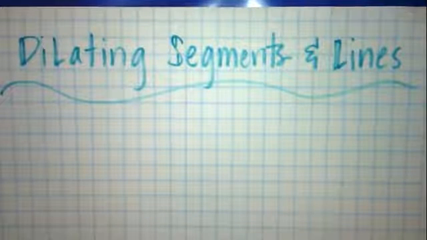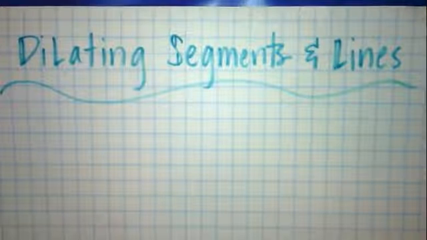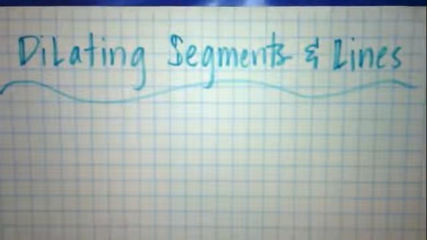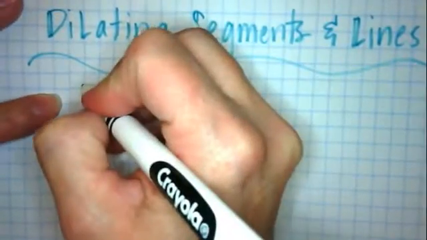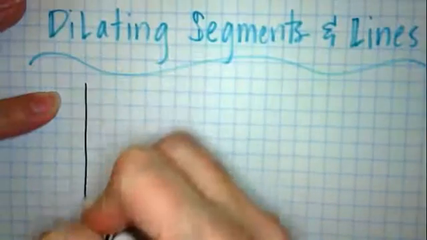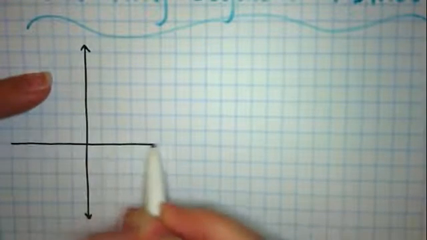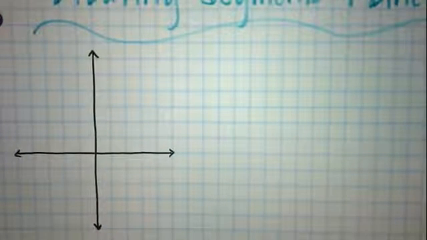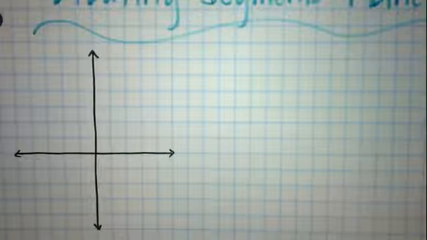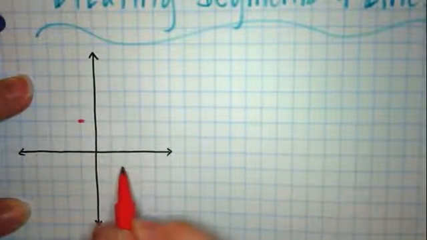Hi everybody, we are going to work on dilating segments and lines today, and just a few things to make sure you understand about dilating a segment. I have graph paper, so it makes my whole dilating a lot easier. But I'm just going to sketch a coordinate plane here, and let's say that we are going to dilate this segment right here.